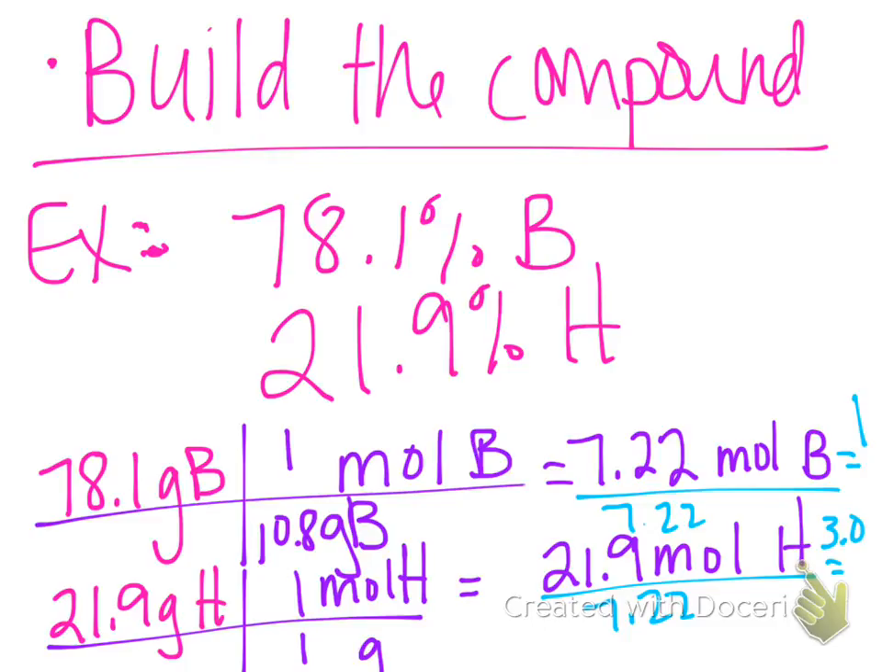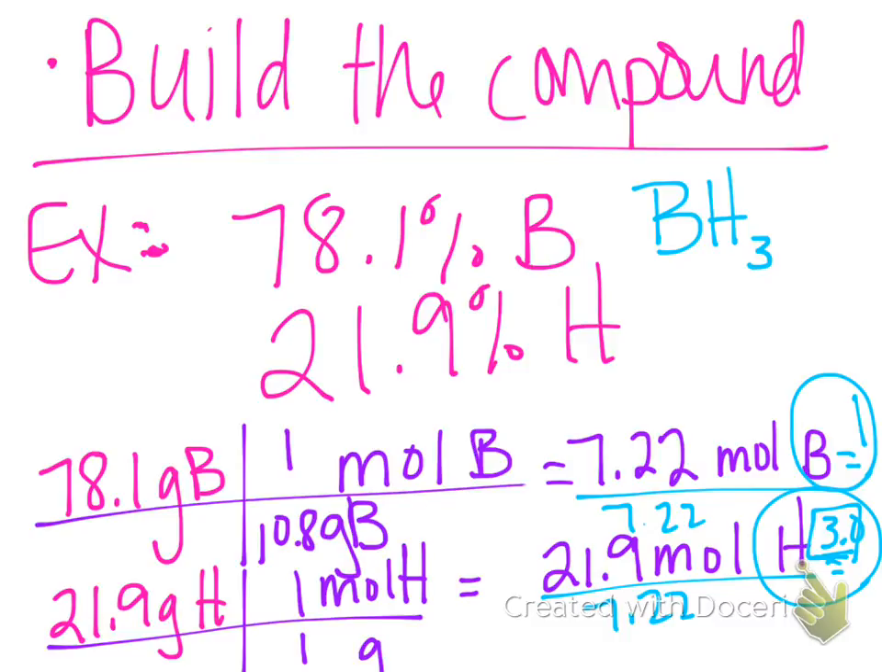3.0. So we're going to round that. We want that to be a whole number. Most of the time we want it to be a whole number. So it gives us a 3. Now this gives us the ratio between these elements. So we've got 1 boron to 3 hydrogens. So when we build our compound, now we just call it BH3. So that is the smallest ratio, the empirical formula of a compound that consists of 78.1% boron and 21.9% hydrogen.